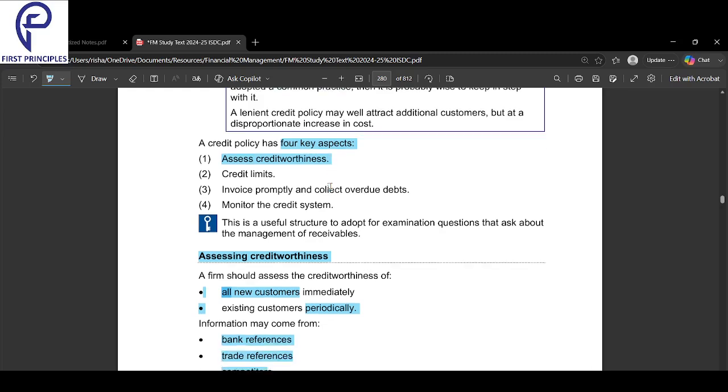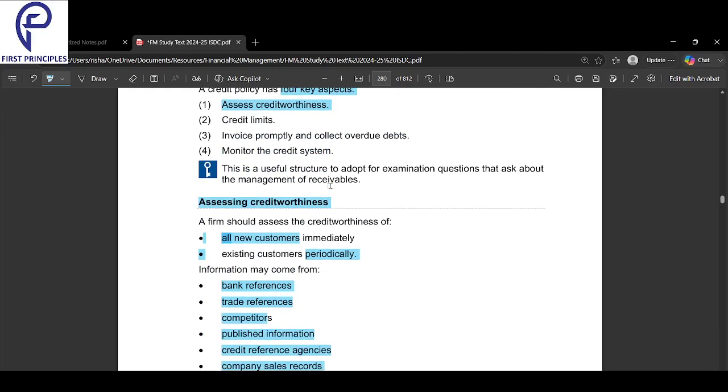Very important. How will you check? For new customers immediately, existing customers periodically. How do you check?